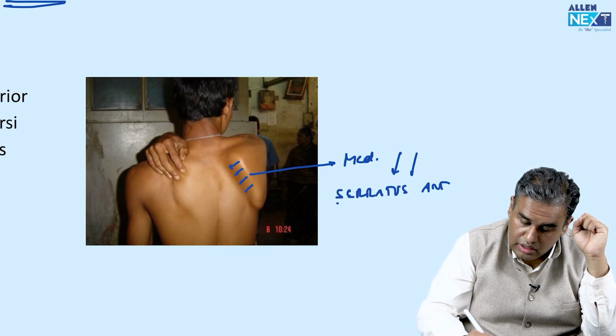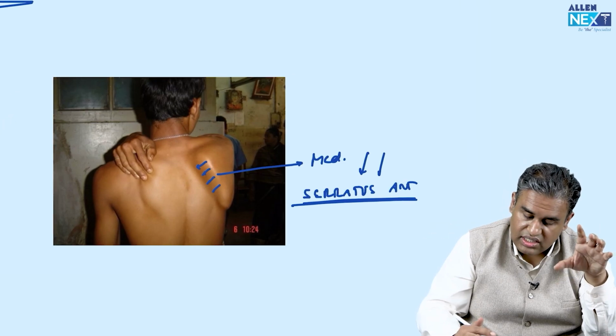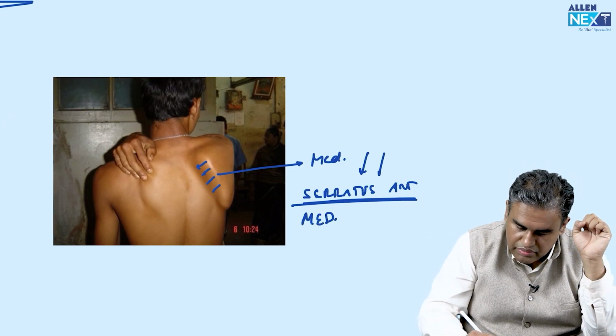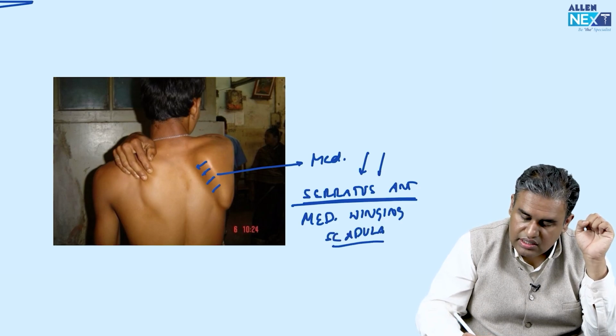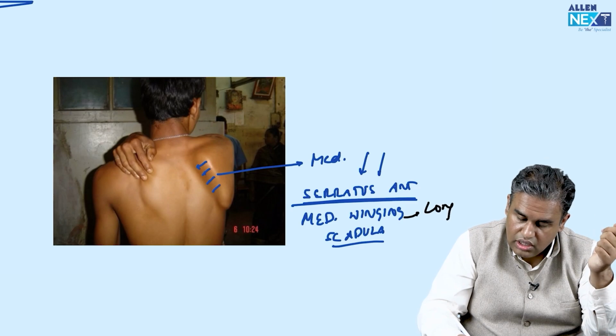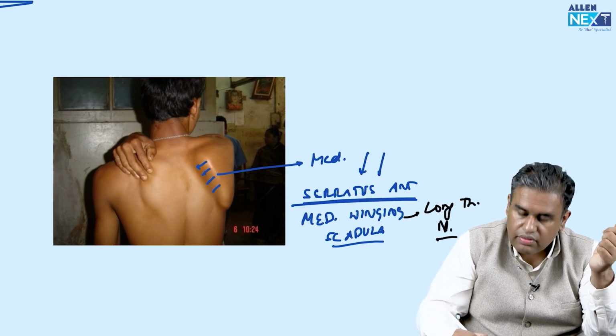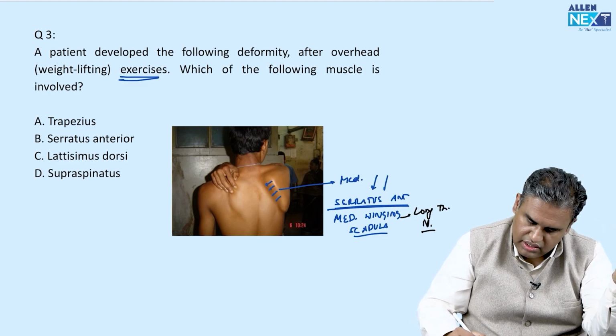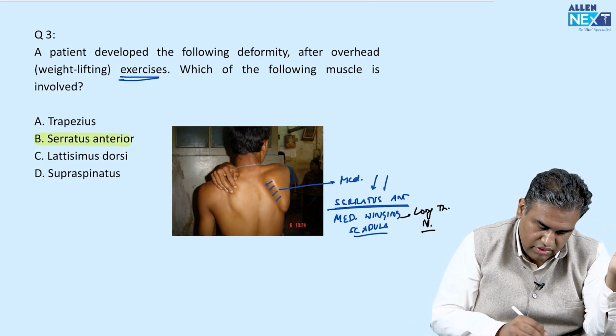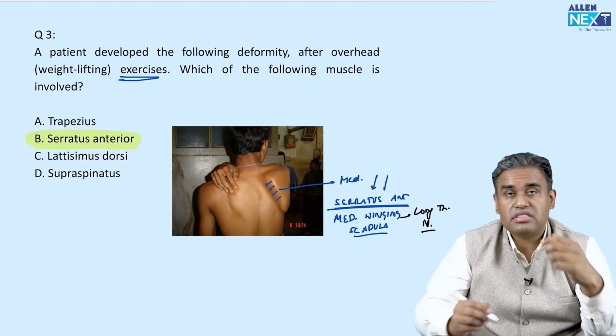The serratus anterior muscle seems not to be working here. That is what is known as a medial winging of the scapula, and the nerve supplying this muscle is the nerve to serratus anterior, also known as the long thoracic nerve. Let us see the options. They ask which muscle, they are not asking for the nerve. The muscle here is, correctly, the serratus anterior muscle.